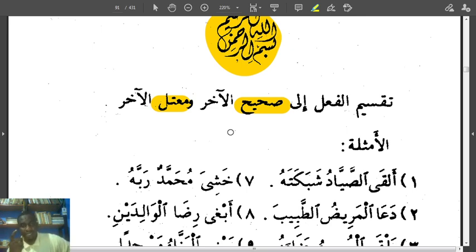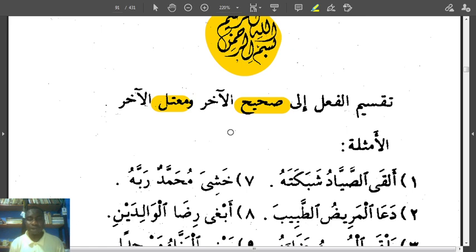And معتل is from the verb اعتل. When we say اعتل فلان, this person has fallen sick. اعتل بمعنى مرض. معتل is from that, so معتل means weak or sick.